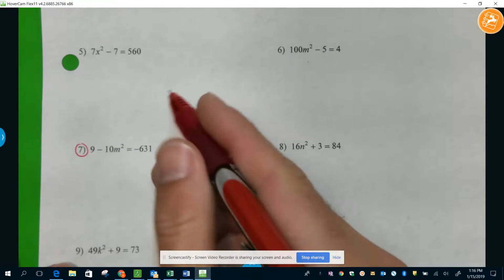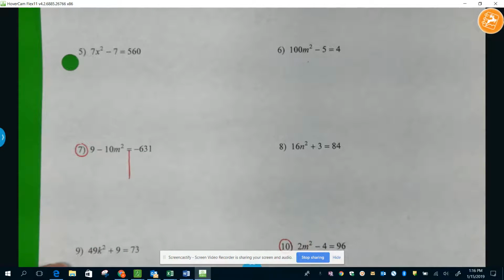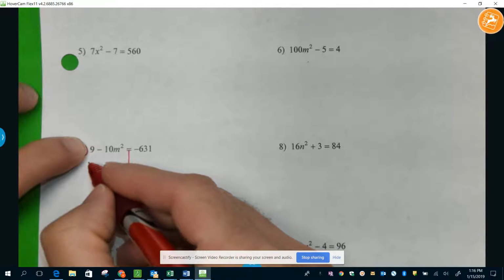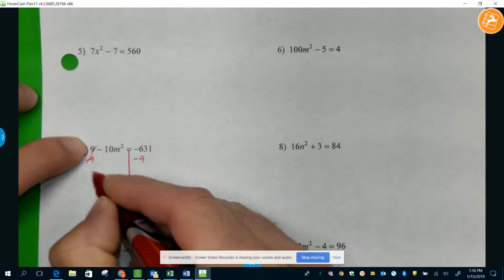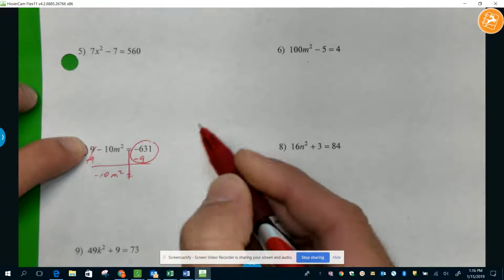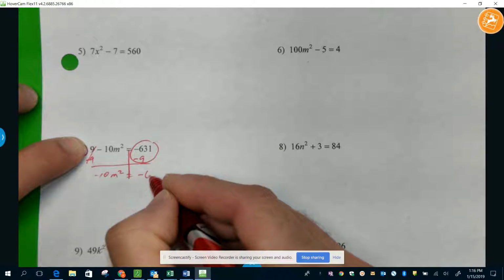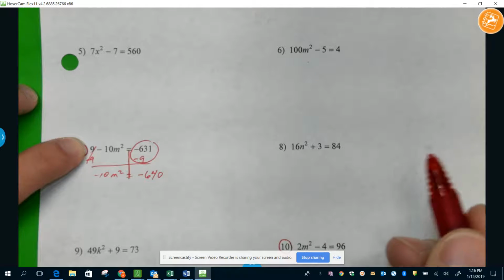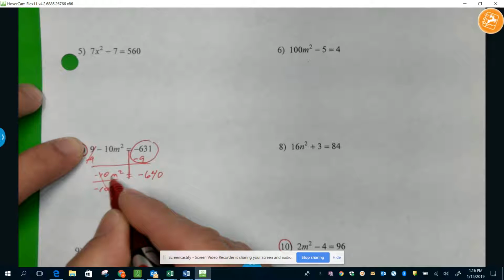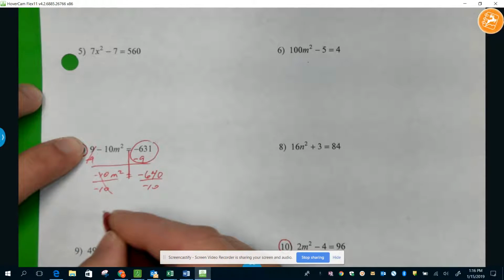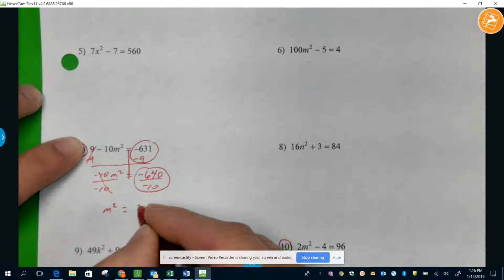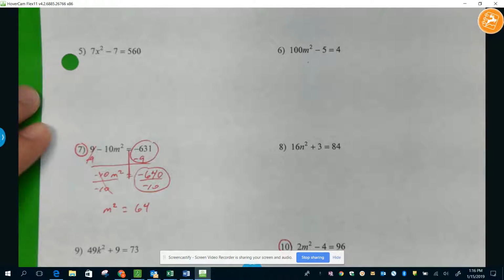Again, our first rule: we need to make sure that we have our squared term isolated before we take the square root. So I've got to get the m squared alone. The first thing we're going to do is subtract 9 from both sides. So I've got negative 10m squared equals negative 631 minus 9 more, it's negative 640. To isolate my m squared, I need to divide by negative 10, since the negative 10 was attached. So I've got m squared equals negative 640 divided by negative 10, which is positive 64.